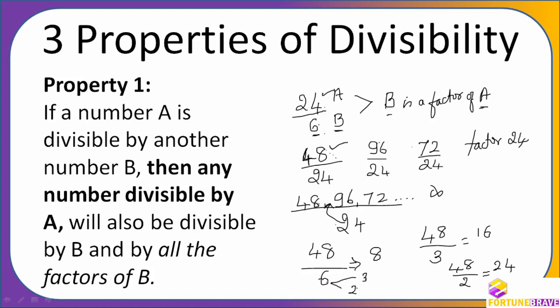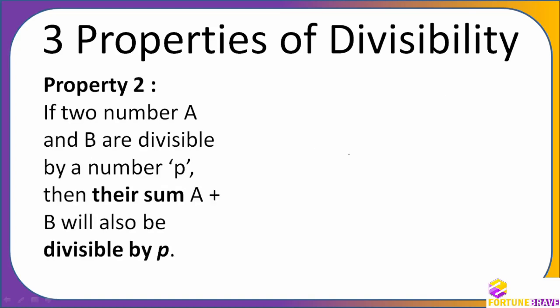This is one part. The second part is that 48 can be divided by the factors of 6 as well. So 2 and 3, which are factors of 6, can also divide 48. I think this should be clear now. Now we'll go to property number 2. So if you have to, go back and see property number 1 once again.